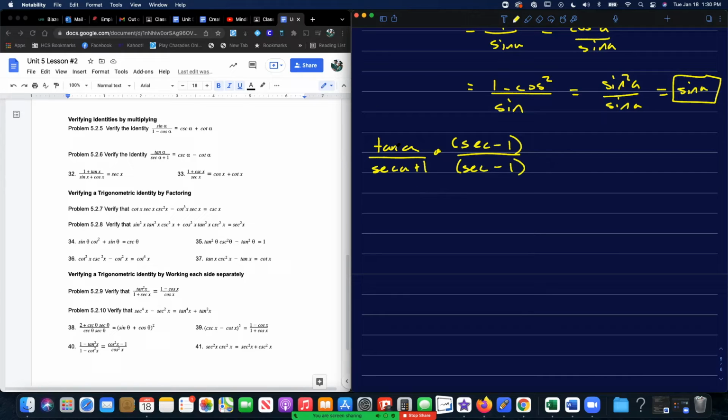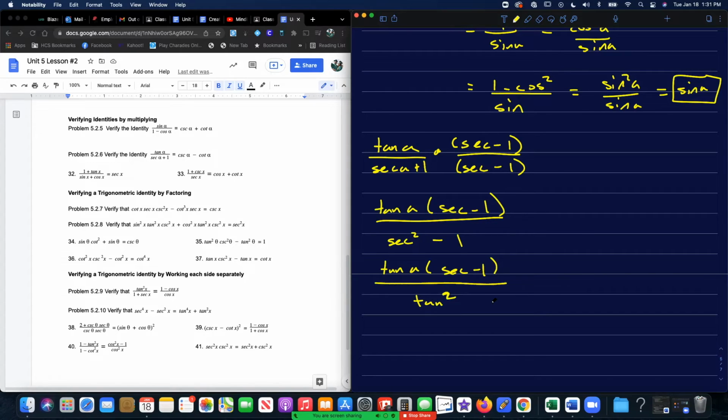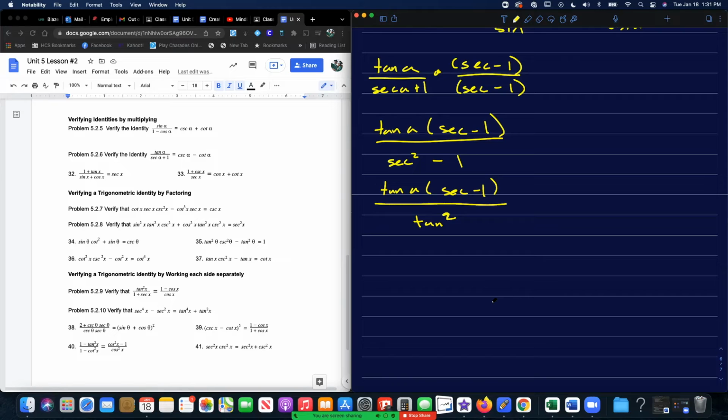And since I'm multiplying by the conjugate, stuff's going to cancel, which is going to be really nice eventually, but we'll get to that. So we've got tangent of alpha times secant minus 1 all over, this is a difference of squares, so it's secant squared minus 1. Now we know secant squared minus 1 is just tangent squared. So what we can do now is say tangent of alpha times secant minus 1 over tangent squared. Now, at this point, you might feel like, okay, but not much has changed.